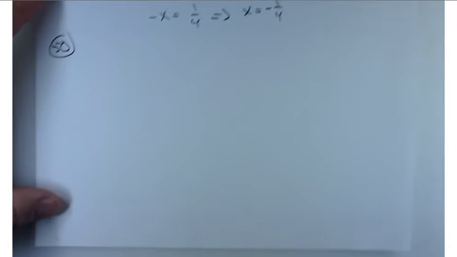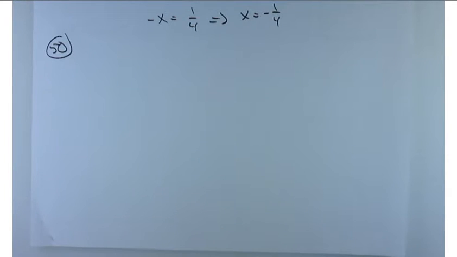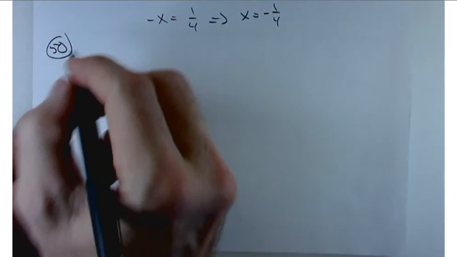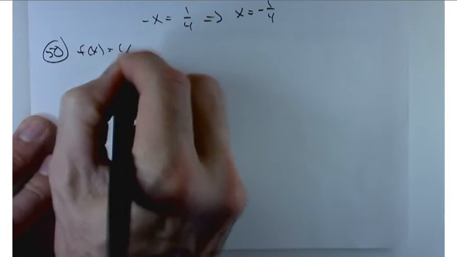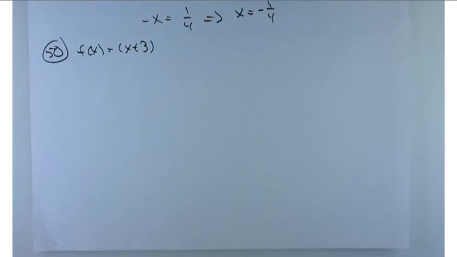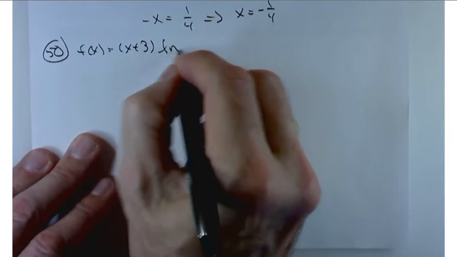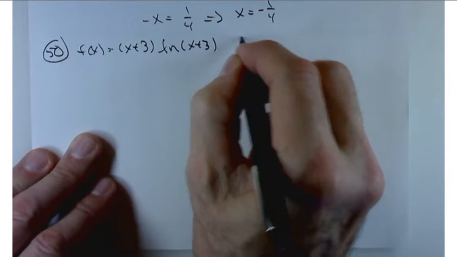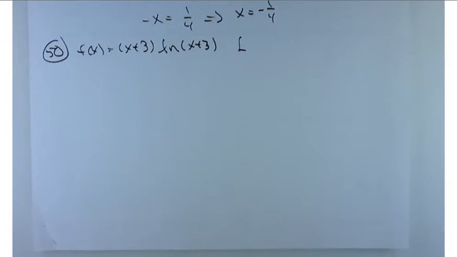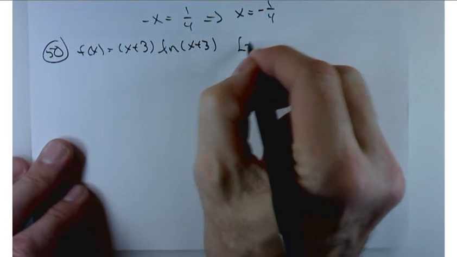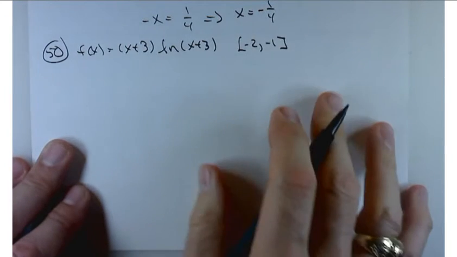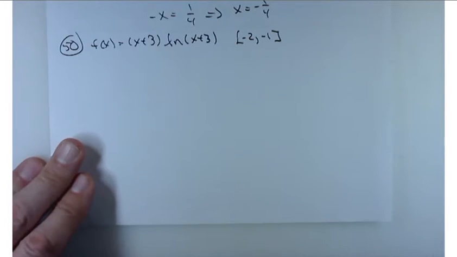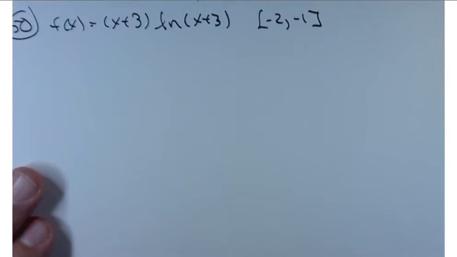So problem 50, f of x is x plus 3 times the natural log of x plus 3. And we're going to look at this on the interval from -2 to -1. What should we do first? I didn't give you a nice graph on a handout this time. So what should we do first?